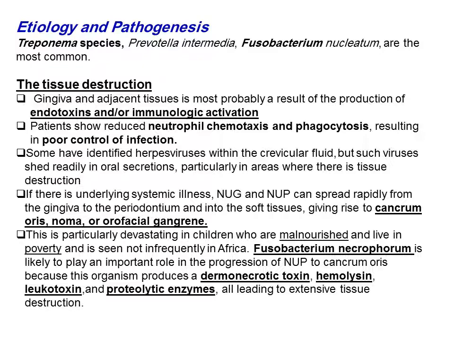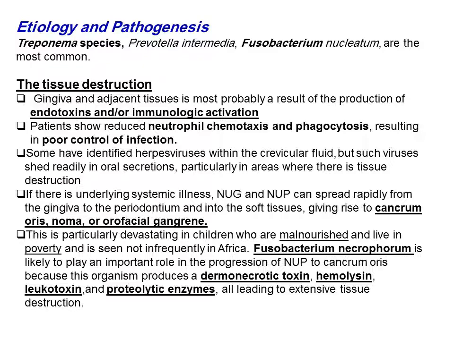Patients show reduced neutrophil chemotaxis and phagocytosis, resulting in poor control of infection. In other words, there is poor control of infection in such patients due to the neutrophil chemotaxis and phagocytosis defect, so there is no control of the infection in this condition.